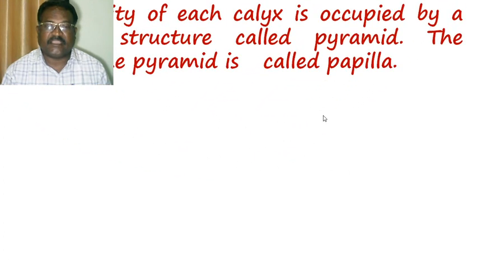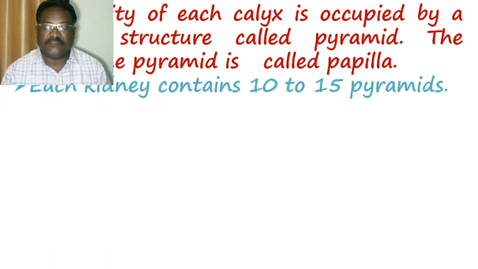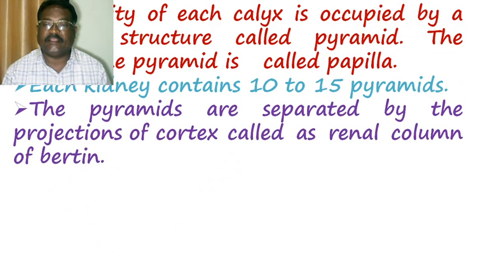Next one, the cavity of each calyx is occupied by a cone-like structure. It is called the pyramid. At the end point of the pelvis, the cavity of the calyx is occupied by the pyramids. And the apex of the pyramid is called the papilla, that is the renal papilla. Each kidney consists of 10 to 15 pyramids. It is a cone-like structure, and these cone-like structures are contained in the kidney.